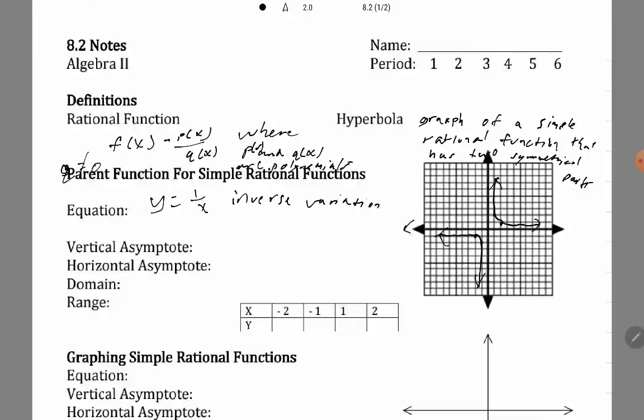And then we have asymptotes at x equals 0 and y equals 0. So we have a vertical asymptote at x equals 0, y equals 0 for a horizontal asymptote, which means the graph approaches but never touches those lines. The domain is all real numbers except 0. Same thing with the range.